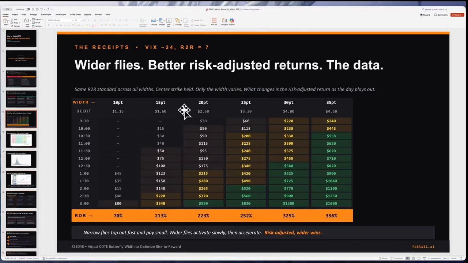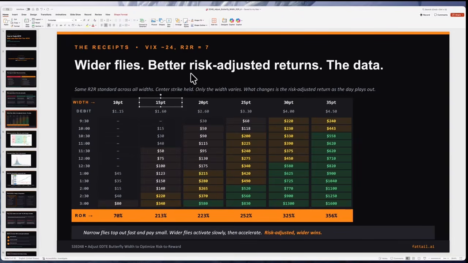Now you'll notice that as you go wider and wider, those jumps start getting bigger and bigger and sooner, right? So the return is jumping exponentially as you go wider and sooner. So this whole idea of using a 10-point wide fly, sure, these are further out of the money, but the profit curve now is working in your favor. If you do get a move towards those flies, those wider flies are paying off sooner than that 10-point fly or that 15-point fly. So the wider you go, the better it is.